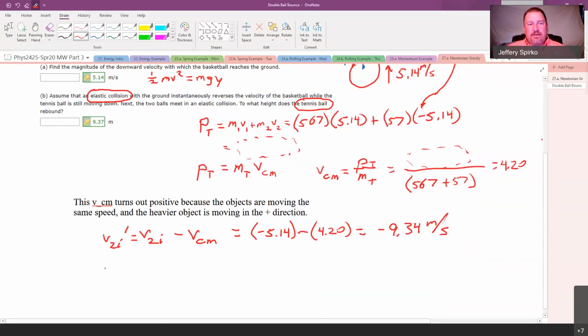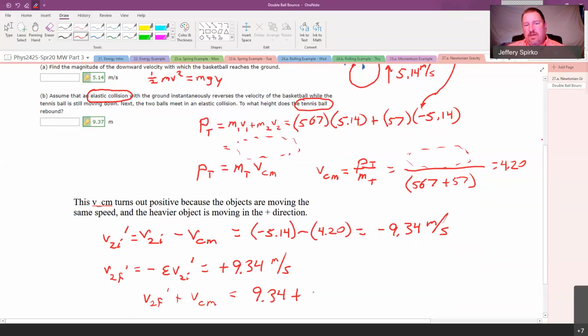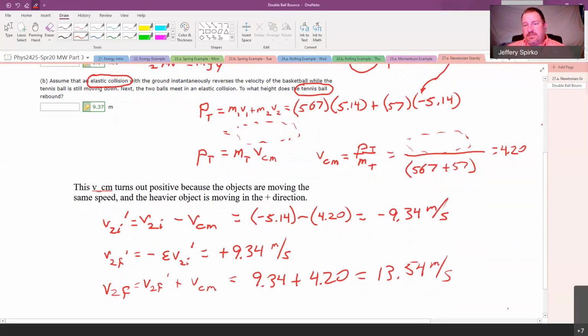So now we can just calculate V2 final prime is minus elasticity times V2 initial prime. This is an elastic collision, so it's just 9.34 without the minus sign. And now we can take V2 final prime plus V center of mass, which is 9.34 plus 4.20, is 13.54 meters per second, and that is V2 final. So this is the result of the elastic collision.